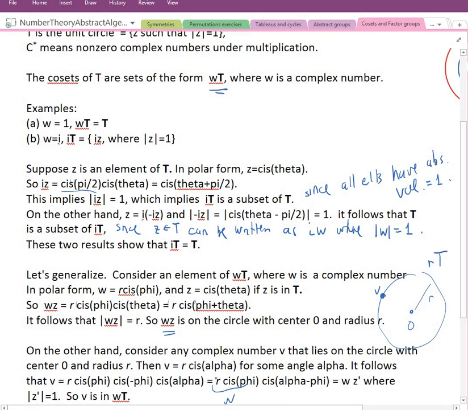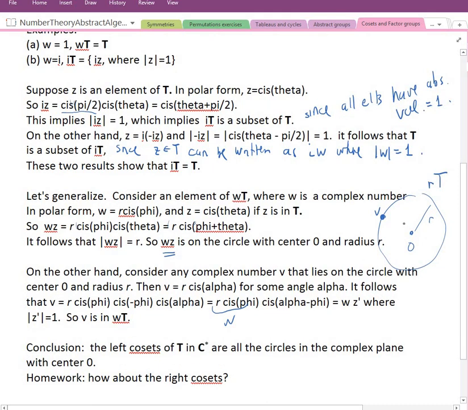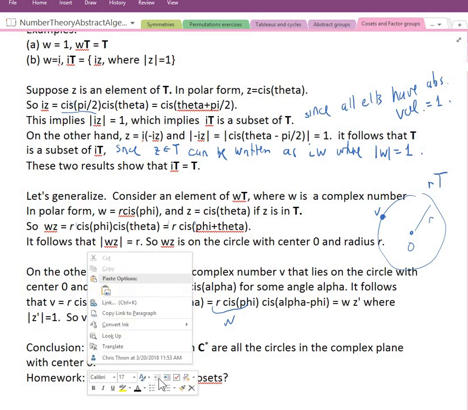So what do I have here? Any number on this circle of radius r can be expressed as W times a number that's in T. So any number on this circle of radius r is in WT. So what have I shown? I've shown that WT is contained in this circle of radius r, and furthermore, I've shown that this circle of radius r is contained in WT. So that means that every left coset of T in C star is a circle in the complex plane with center 0. All right, so that's how that works out.